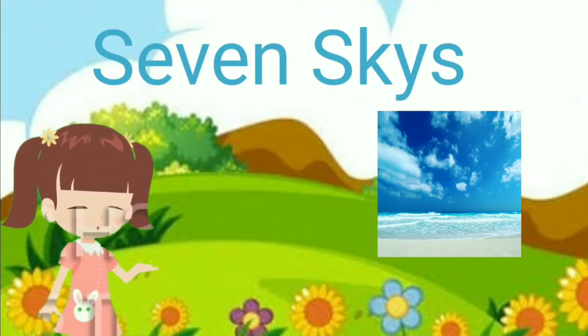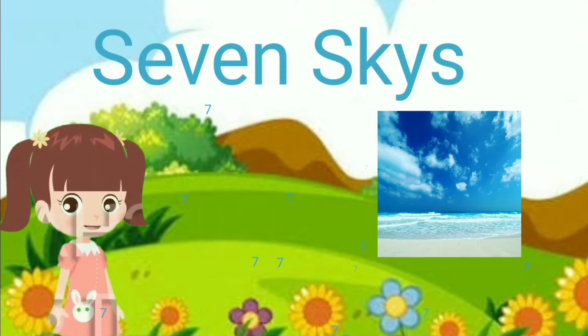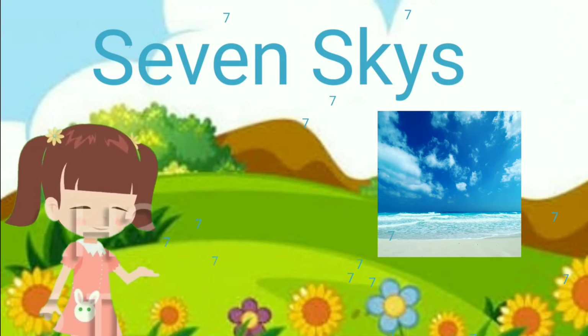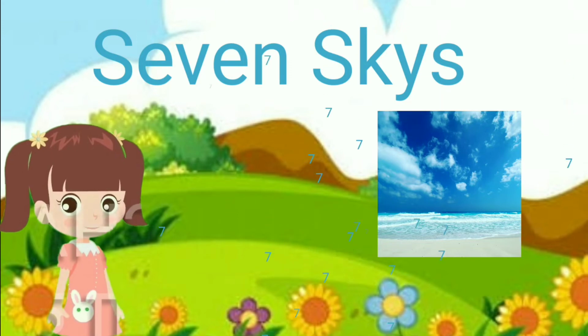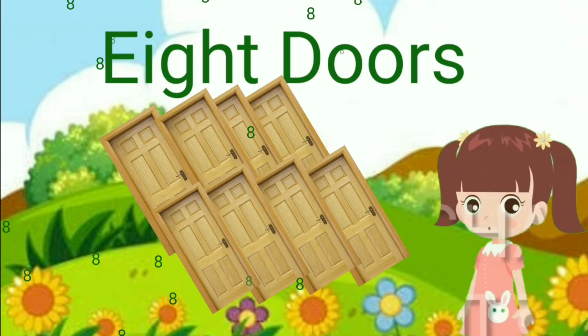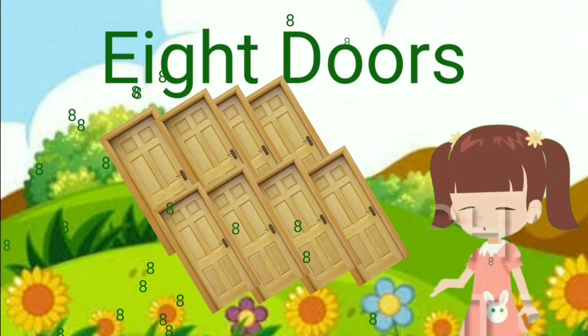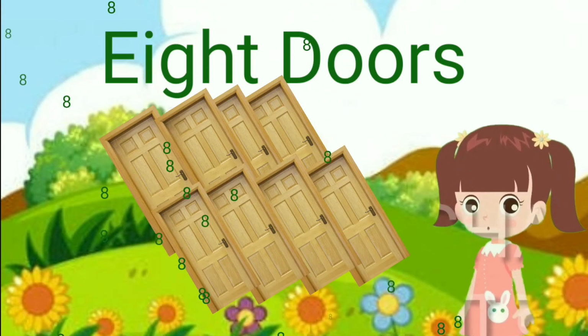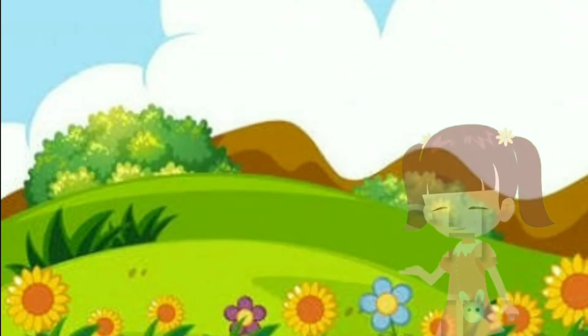7 skies. Do you know, friends? The number of skies is 7. 8 doors. 8 doors of heaven. Heaven is the place where good people will enter after death.